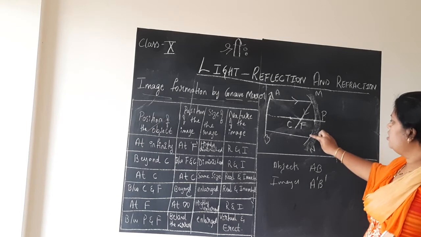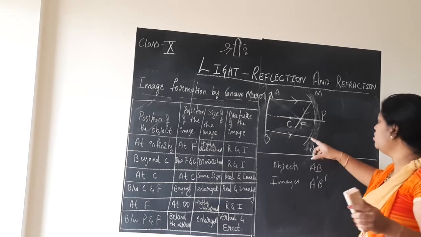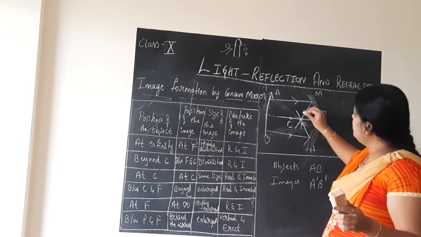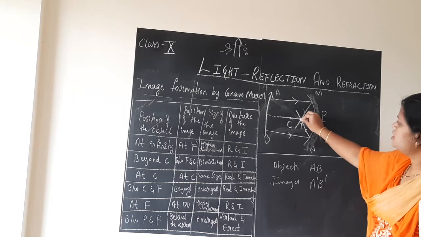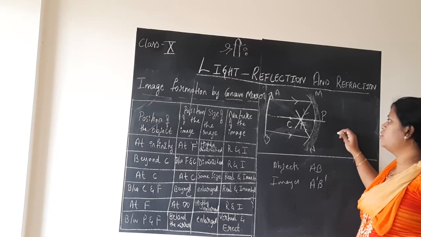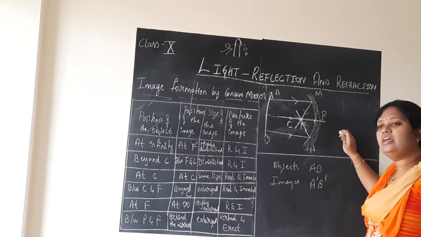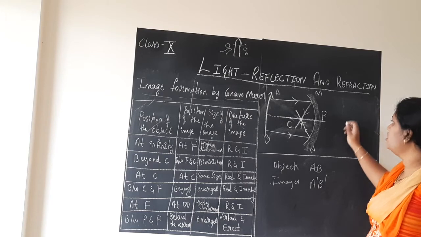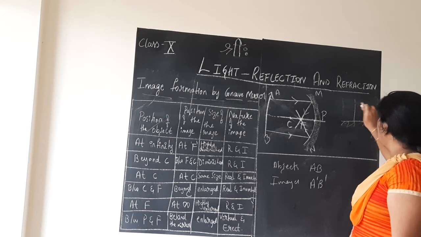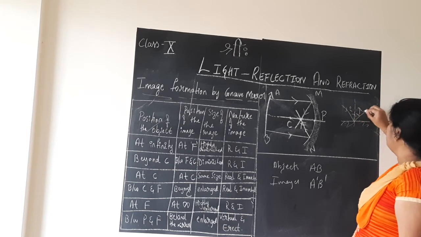Okay? So now again I have shown the second ray which is incident on the mirror passing parallel to the principal axis. After reflection, again it will pass through the principal focus of the mirror. By studying the basic ray diagram about reflection in case of convex and concave mirrors, children, we used to draw like this, showing the normal, the incident ray and the reflected ray.